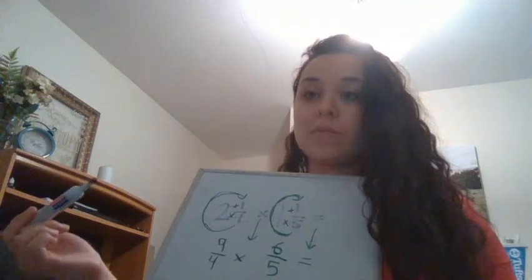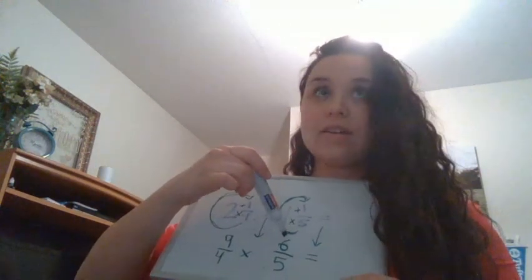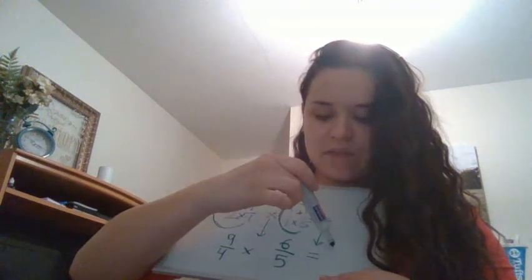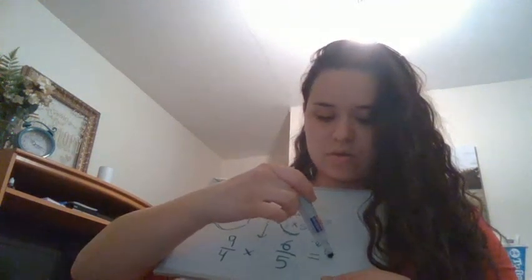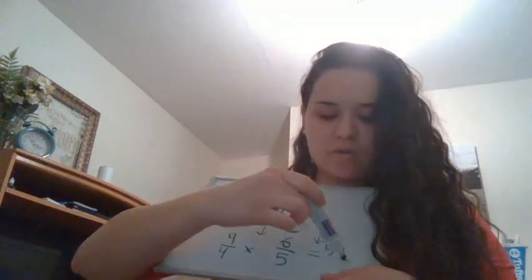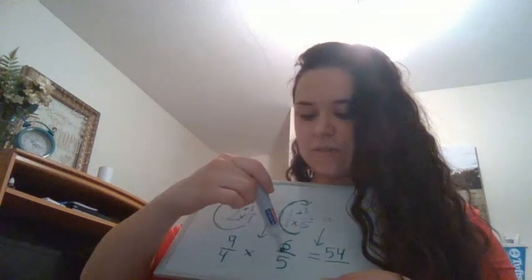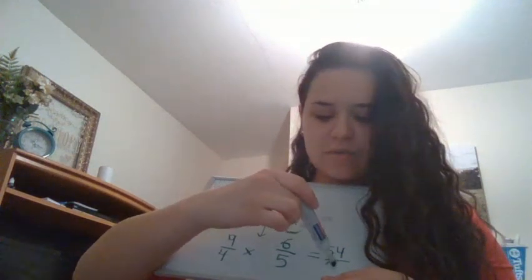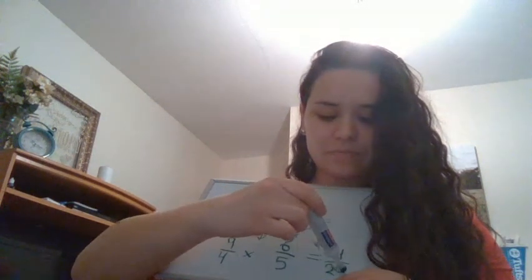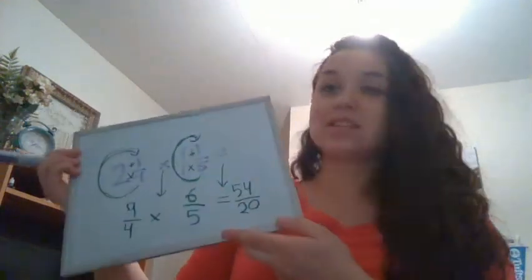Now I'm ready to multiply across. I'm going to do 9 times 6. 9 times 6 is 54. I'm going to put my fraction bar. Now I'll go to my denominators. 4 times 5. That's easy. 4 times 5 is 20. There it is. Oof. I think I can simplify this.